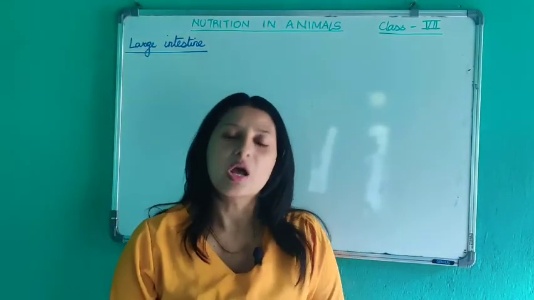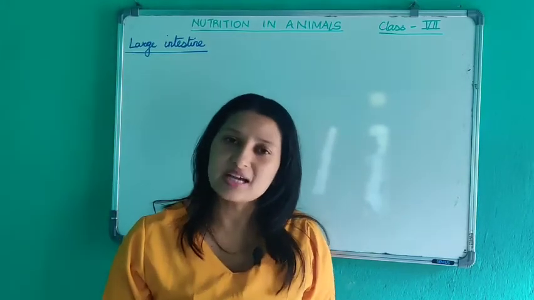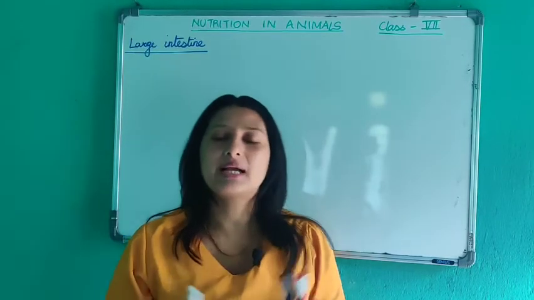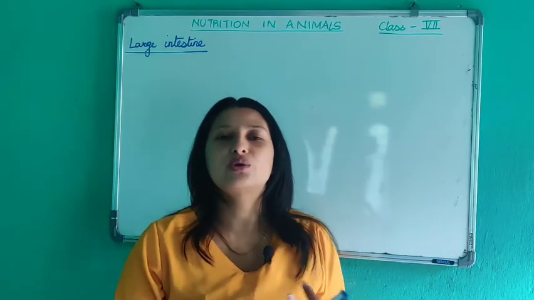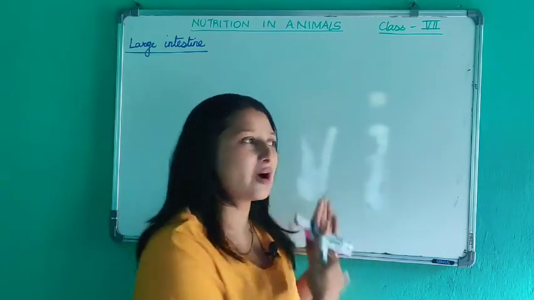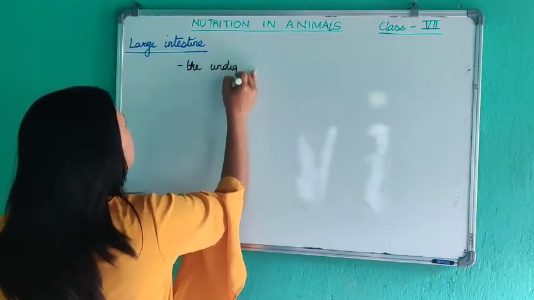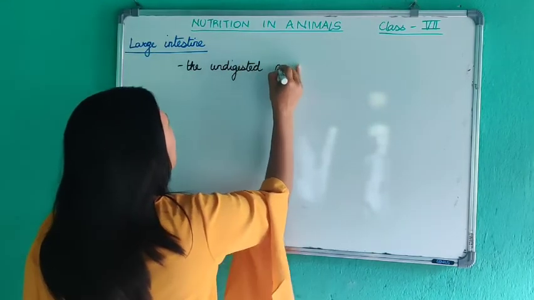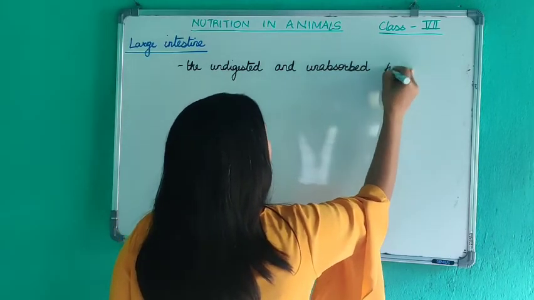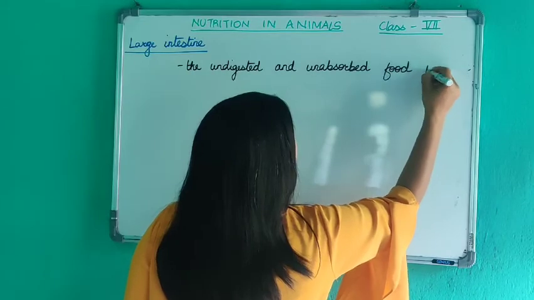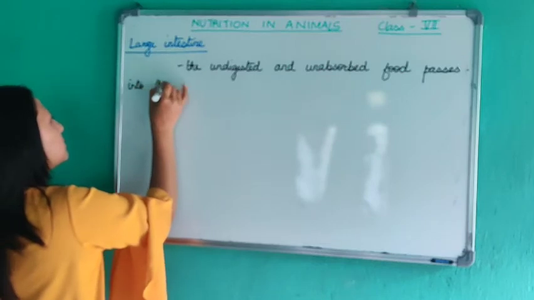Remember one thing: in the small intestine complete digestion and absorption of food takes place, but not all the food we eat gets digested. A certain part of the food remains undigested and it also remains unabsorbed, so that food is now passed into the large intestine. Okay, so the undigested and unabsorbed food passes into the large intestine.